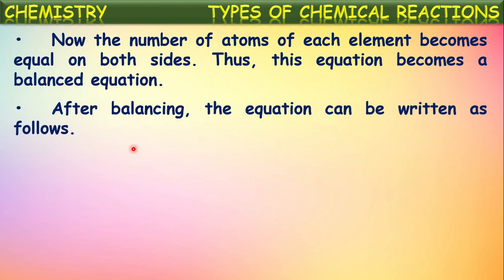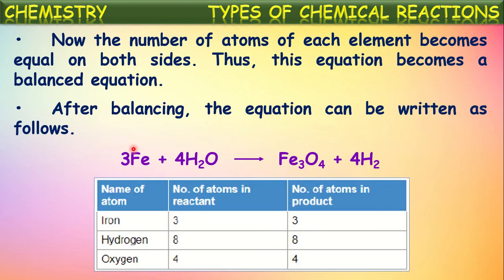Okay. After balancing, the chemical equation can be written as this: 3Fe plus 4H2O gives Fe3O4 plus 4H2. Observe once, the number of atoms of each element on the left hand side and right hand side are equal. Thus, this equation is said to be a balanced chemical equation, also called a stoichiometric equation. So for understanding any chemical reaction, we need to take only balanced chemical equations. By the balanced equations only, we can understand the quantitative relation between the chemical substances.